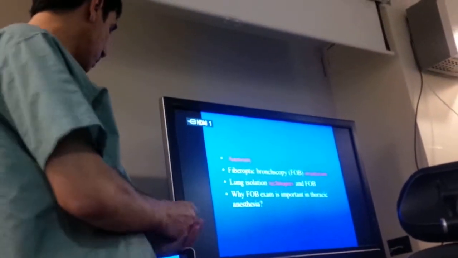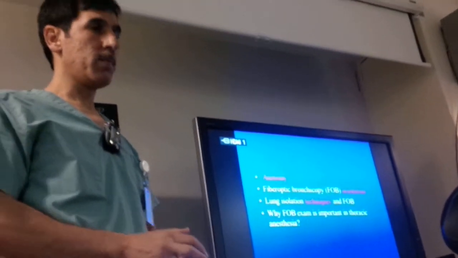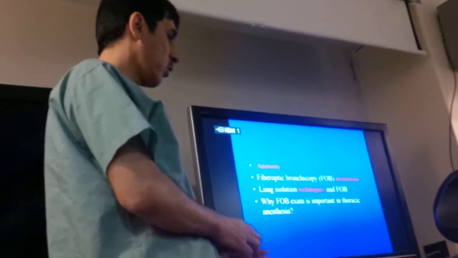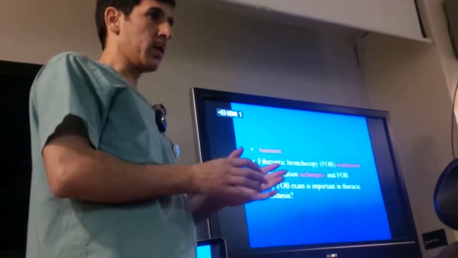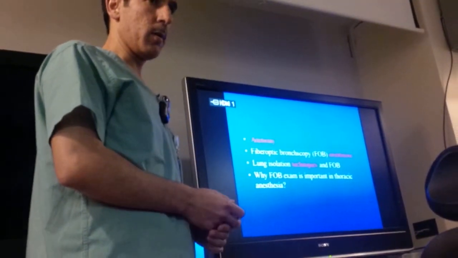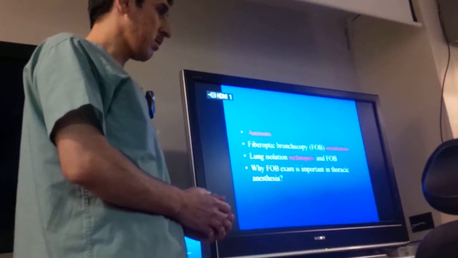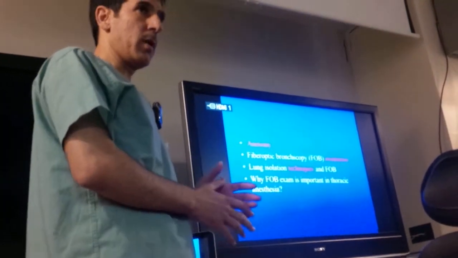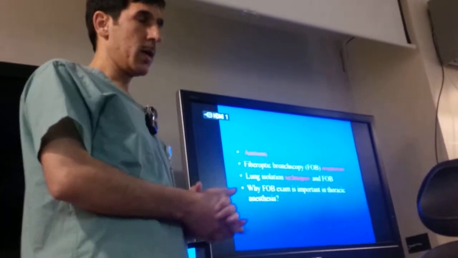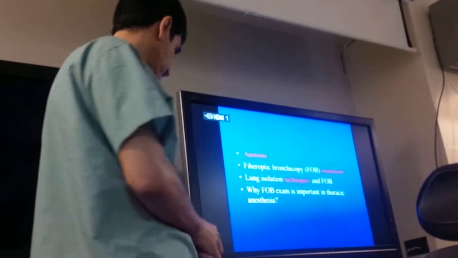So we start with anatomy and with some technical issues with the bronchoscope, and you know it all. And we'll go to the technical issues with lung isolation with different types of lung isolation tools. And we'll then go to the importance of the fiberoptic bronchoscope, why we need it all over the procedure, and what can happen without the fiberoptic bronchoscope.